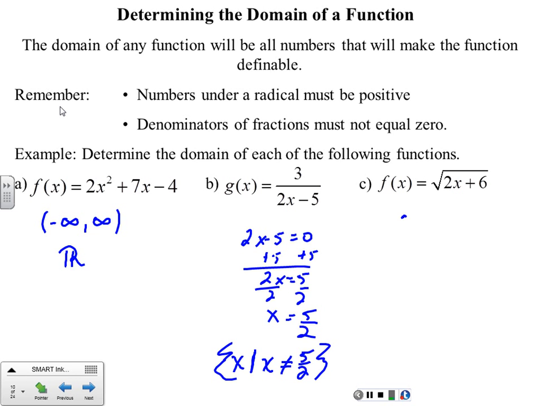So 2x plus 6 has to be greater than or equal to 0, right? Because what's underneath that radical has to be 0 or above. It has to be 0 or positive. It just can't be negative. So let's solve this. What are you going to get?